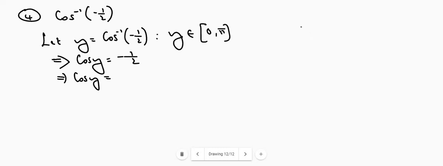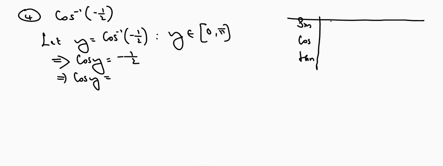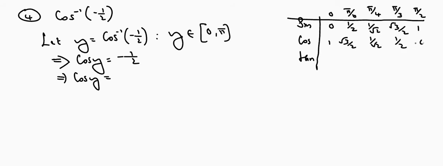Recall the table of specific angle values for sine, cos and tan. The angles are 0, 30 degrees which is pi by 6, 45 which is pi by 4, 60 which is pi by 3, and 90 which is pi by 2. Sine values are 0, 1 by 2, 1 by root 2, root 3 by 2 and 1. Cos values are the reverse order: 1, root 3 by 2, 1 by root 2, 1 by 2, 0. Tan, which is sine by cos, is 0, 1 by root 3, 1, root 3 and undefined.